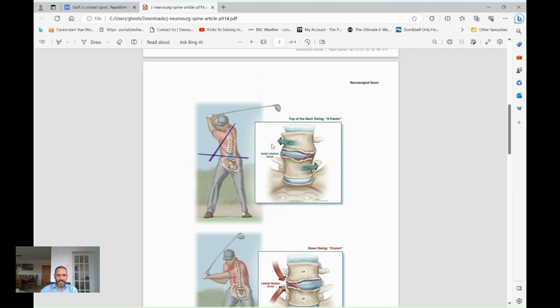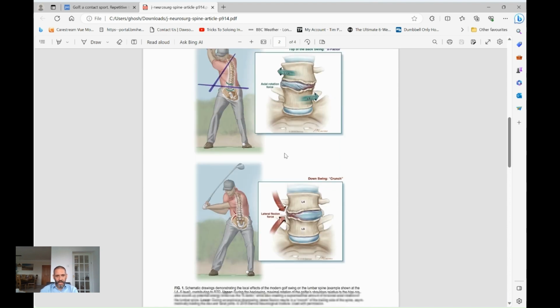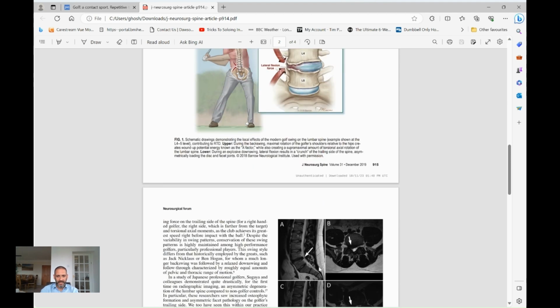During that rotation in the upswing, you get shearing forces here in the annulus of the disc from that rotation, that twisting, causing it to tear. That in itself can cause slip discs and protrusions. And then during the downswing, you get this lateral flexion downforce between the two bones, causing bony knuckles, or what we call osteophytes, to form on one side. And that's the key factor in golfers. Spine disease tends to be predominantly unilateral. On their scans, you see the disease of the wear and tear on one side predominantly.